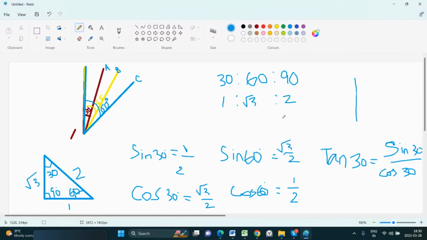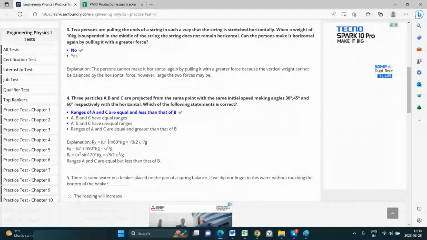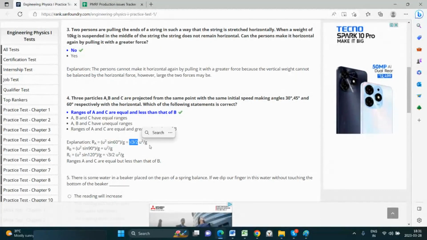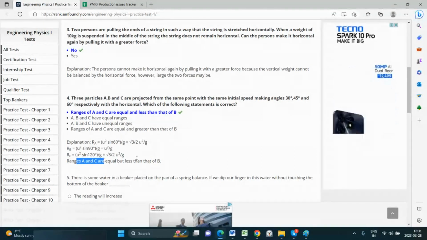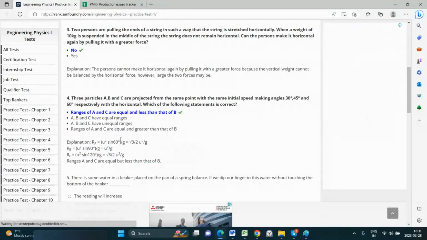Now coming back to our problem. So in the sin 60 அப்படிதான் வருது. √3 by 2 u square by g. For sin 90, u square by g is 1. And range of C is sin 120, √3 by 2. அப்போ A and C are equal and less than B. இது வெறும் u square by g தான். இது √3 by 2 u square. இது √3 by 2 u square.